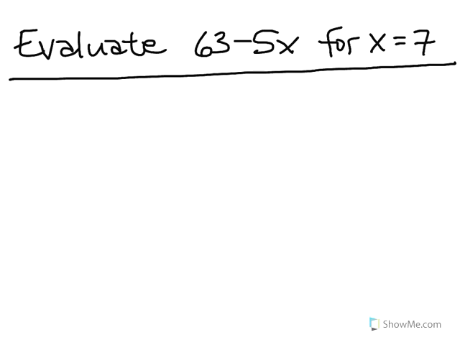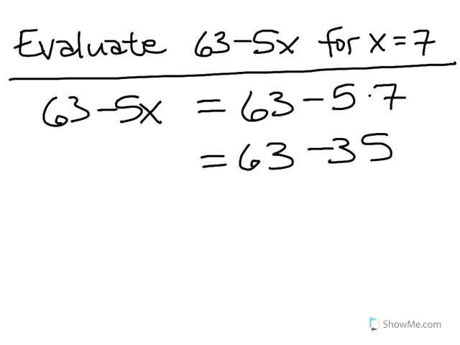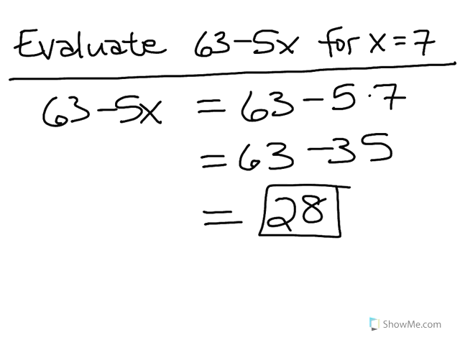The same game is afoot here. Our expression is 63 minus 5x. We know that x is 7, so we can replace it. We can make a substitution. 63 minus 5 times 7. Multiplication should be done before subtraction. 5 times 7 is 35. And then 63 minus 35 is 28. The value of 63 minus 5x is 28 when x is 7.